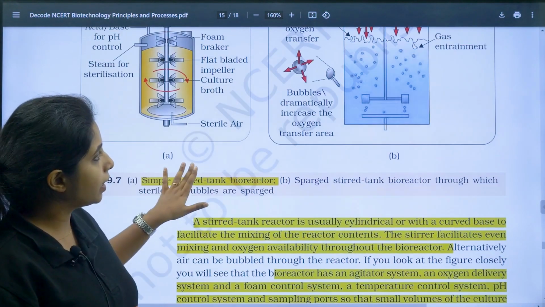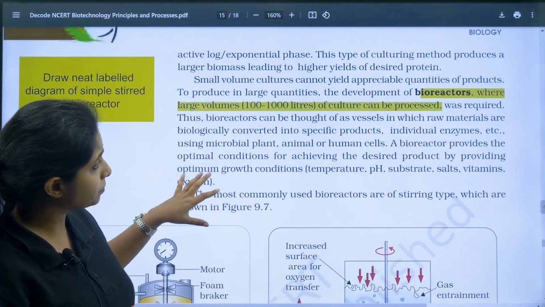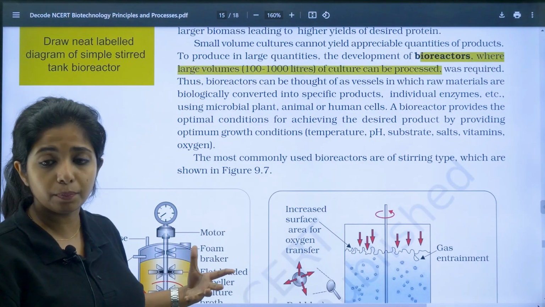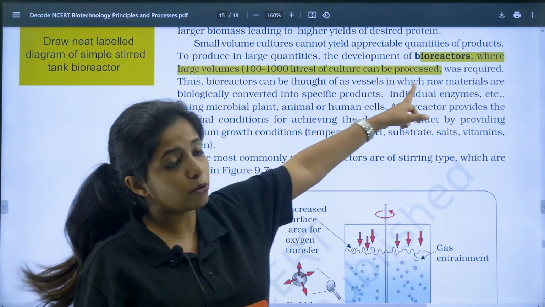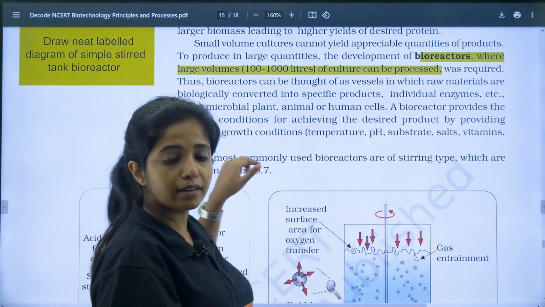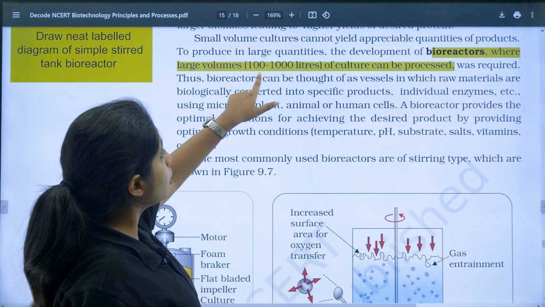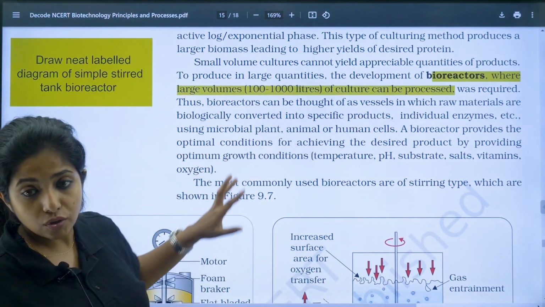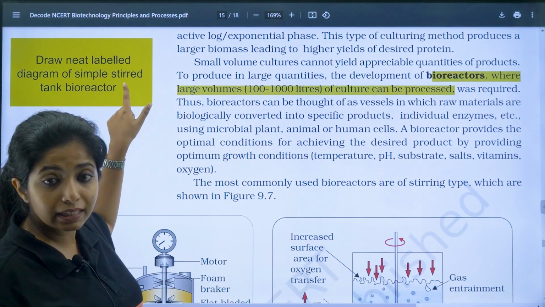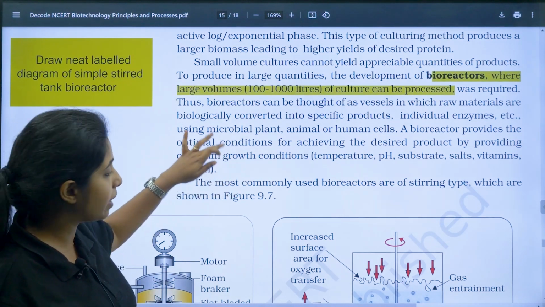That's the thing. And one more thing I will tell you. Over here, the gene product, where is it made, my dear children? On a small scale things can be done, but on a large scale we obviously need bioreactors. Bioreactors are the ones which can process volumes of around 100 to 1000 liters of cultures. There is a question that has been asked: draw a neatly labeled diagram of a simple stirred tank bioreactor.